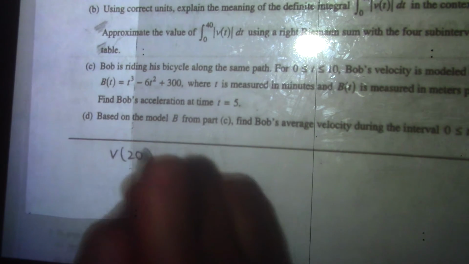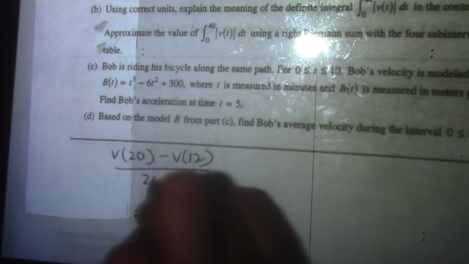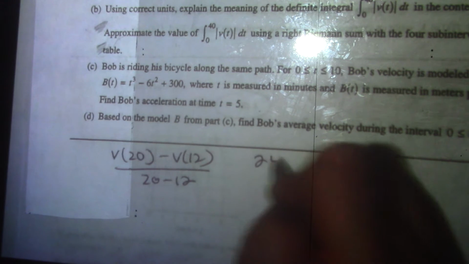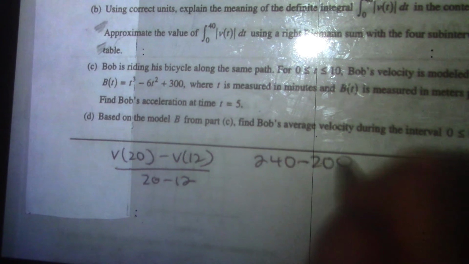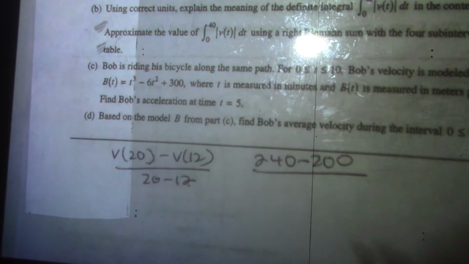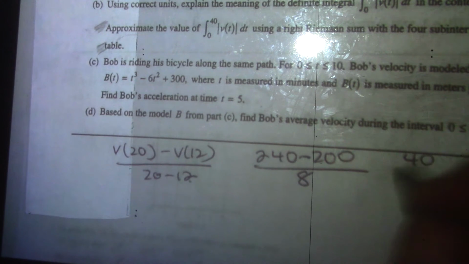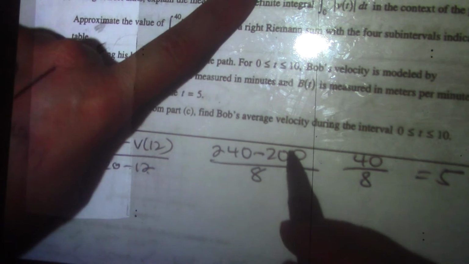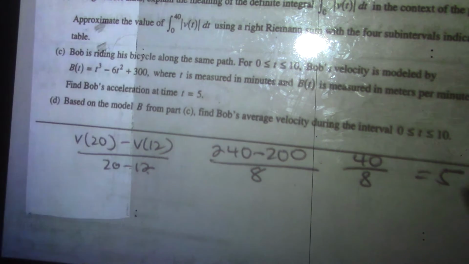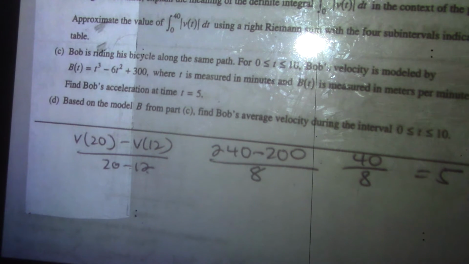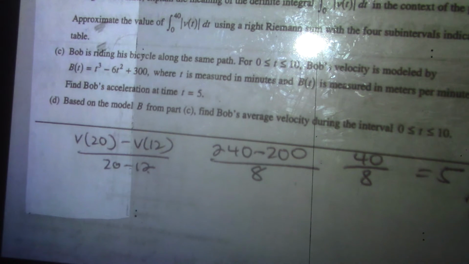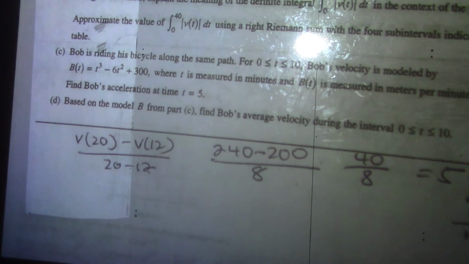So actually I'll write it down here. V of 20 is 240, V of 12 is 200. 20 minus 12 is 8. This is 40 over 8, which is 5. And I'm going to go ahead and put my units. I did meters per minute over minutes. That is meters per minute squared. I guess you could have done meters per minute squared.